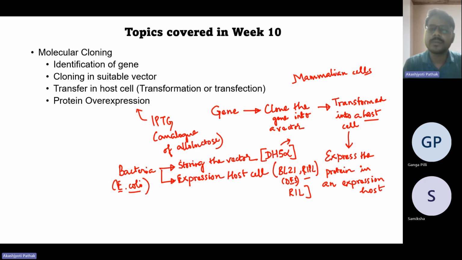Sir, DH5 alpha is bacteria only? Yes, DH5 alpha is an E. coli cell only. These are all E. coli cells, but these are engineered. Certain mutations have been made so that they can overexpress the protein, or so that the integrity of the plasmid can be maintained. So these are all E. coli cells only. DH5 alpha and the others are the names of different strains. Okay, sir.